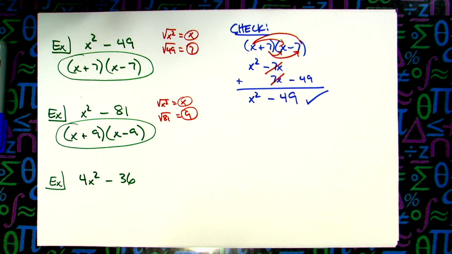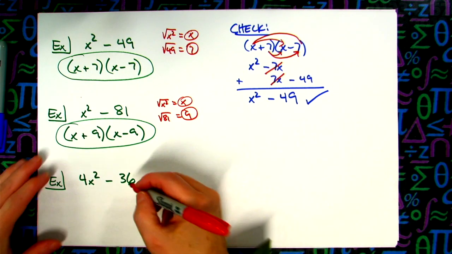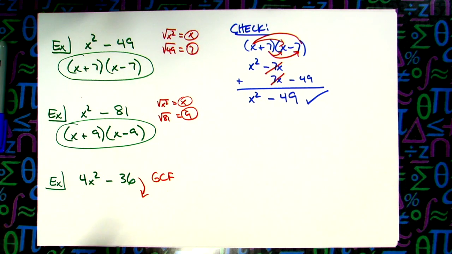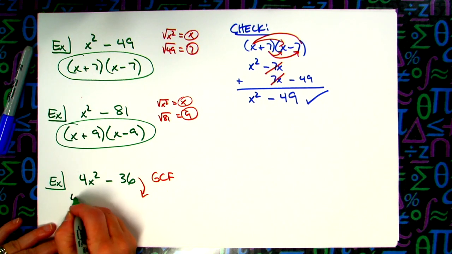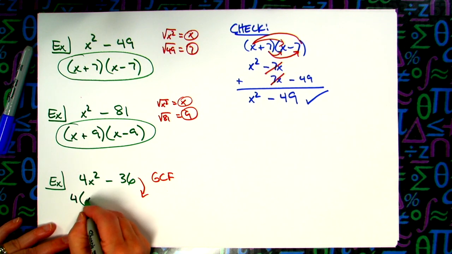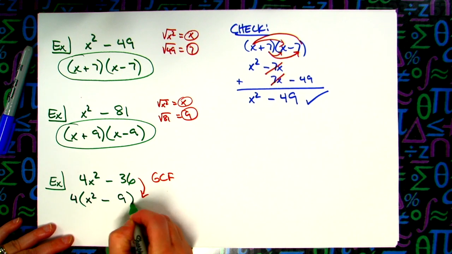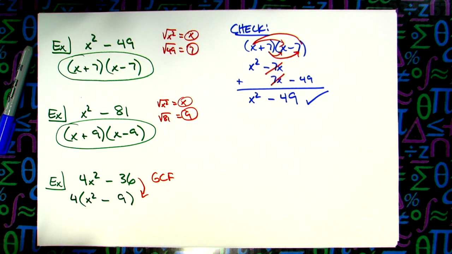Now, some other technique that we've already learned. Do I have a greatest common factor? What number goes into 4 and 36? 4. All right, so we can't ever forget about those greatest common factors. So before I get all worried about doing the difference of two squares, I need to remember that greatest common factor. I can take out a 4 first and then do an x squared minus, what's 36 divided by 4? 9. So I got to remember to do that first.